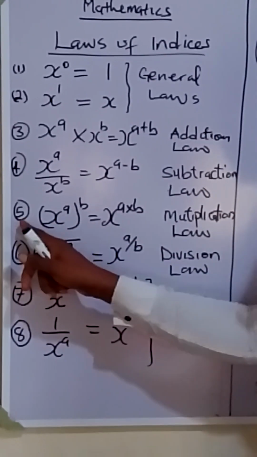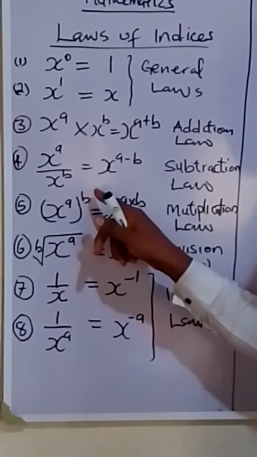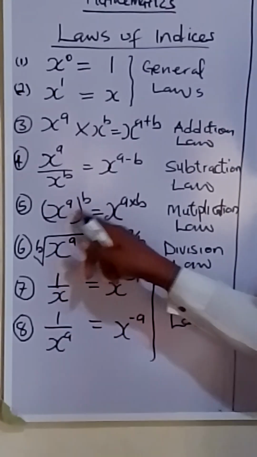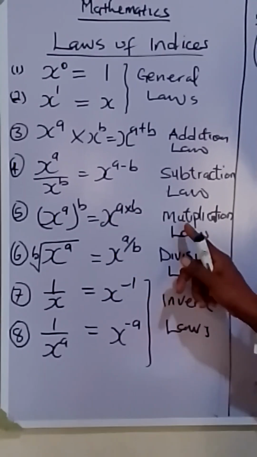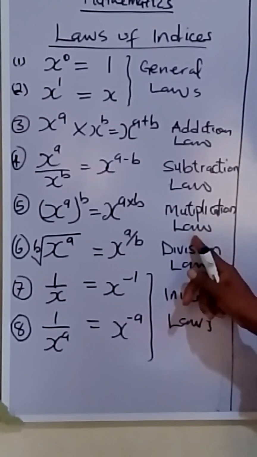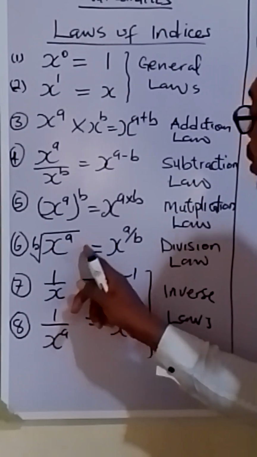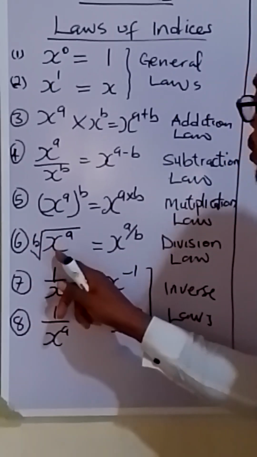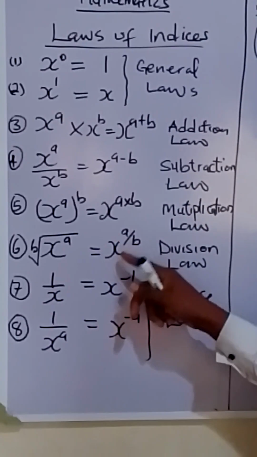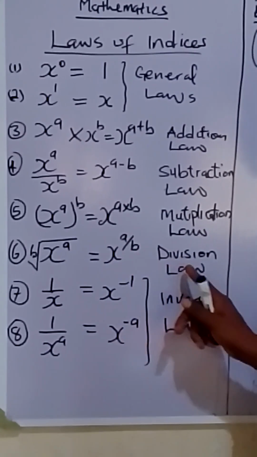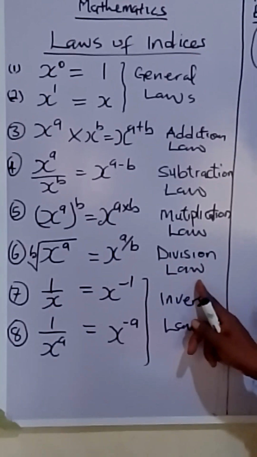Then the fifth one, x raised to the power a, all raised to the power b, is equal to x raised to the power a times b, and we call it the multiplication law since the powers are multiplied. And then we have the b-th root of x raised to the power a, which is equal to x raised to the power a over b, and we call it the division law since the power is divided.